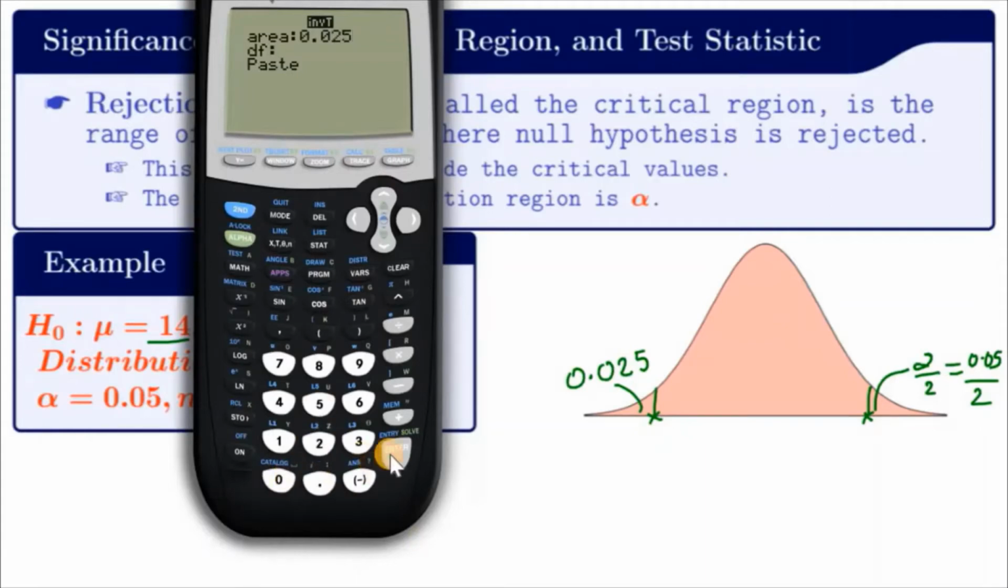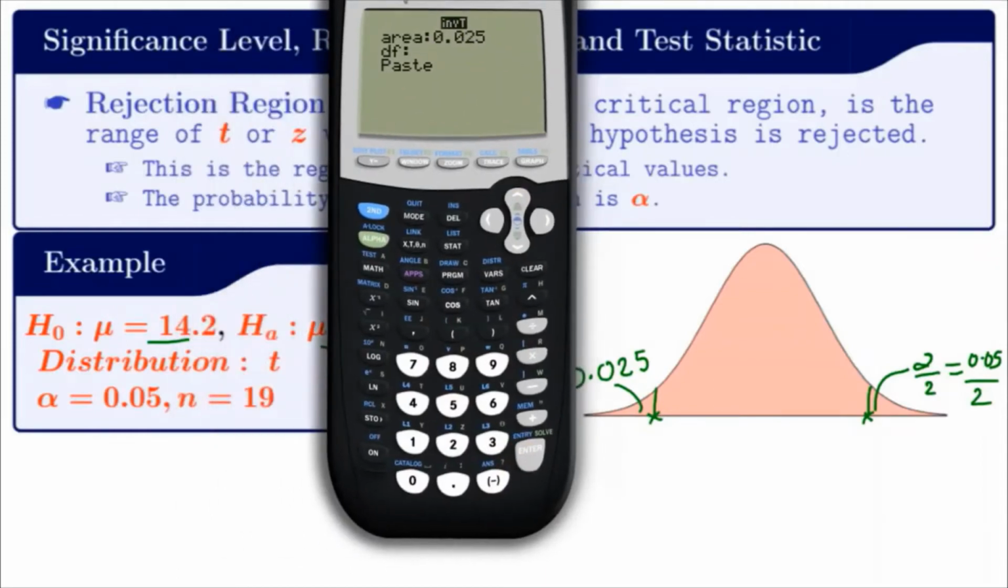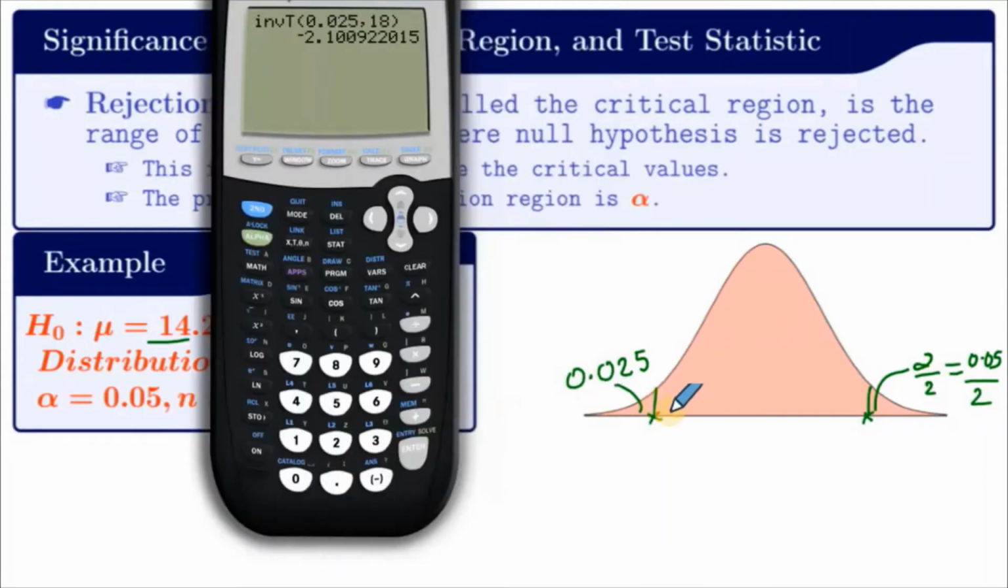0.025. Then hit enter. Our degrees of freedom is n minus 1. Our n here is 19. So our degrees of freedom is 19 minus 1, which is 18. Then hit enter and enter. So this point here is negative 2.10 and this point here is 2.10. And if we look at this diagram here, these are the rejection regions.